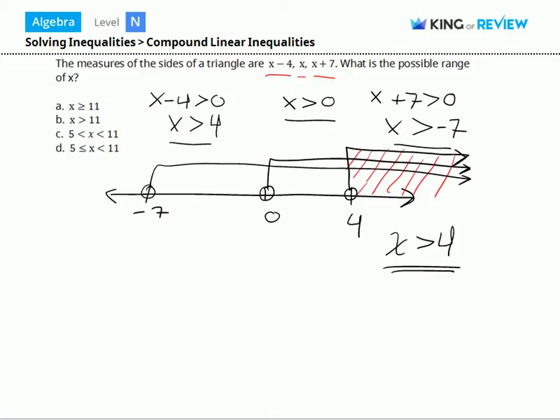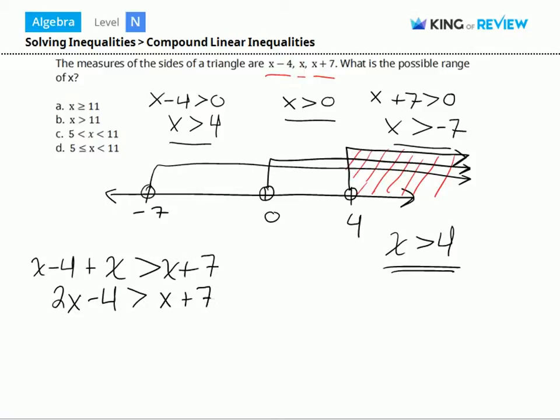For the lengths of a triangle, we know that the two shortest side lengths, when you add them together, must be greater than the longest side length. So we have x minus 4 plus x is greater than x plus 7. When we solve for x, we get 2x minus 4 is greater than x plus 7. Subtracting an x from both sides gives us x minus 4 is greater than 7. And adding the 4 on both sides gives us x is greater than 11.